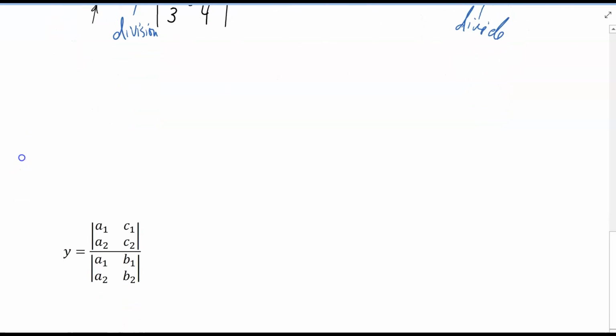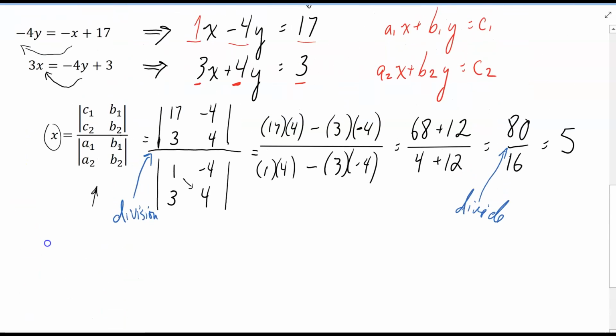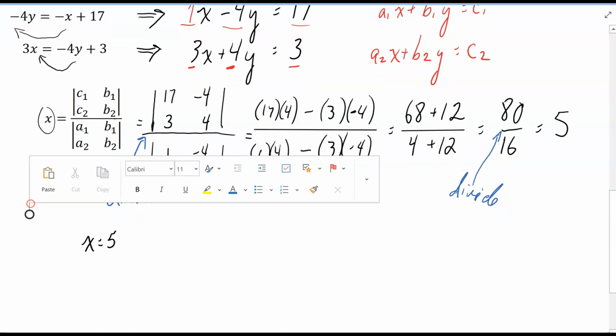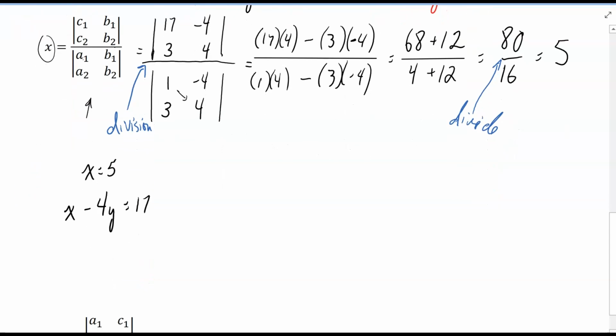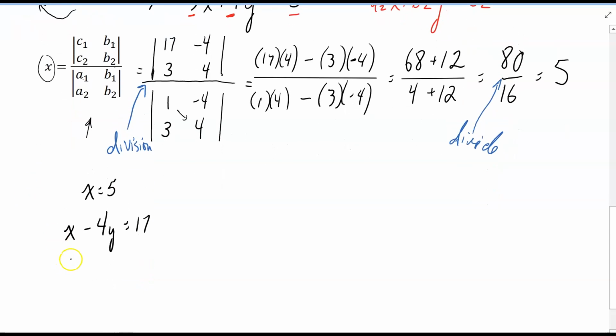All right, now we do have options. Once we know that x is equal to 5, we could take that value and put it into one of our original equations and solve using substitution. So that is quite a common way to go. So let's take a look at equation 1, which is x subtract 4y equals 17. And I'm going to sub in 5. All right, so 5 subtract 4y equals 17.